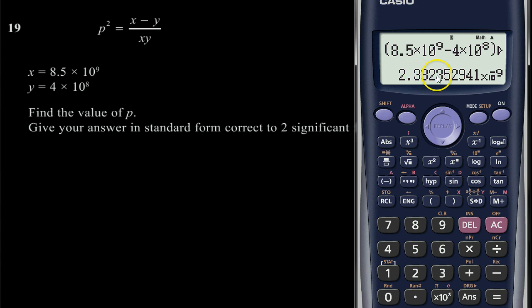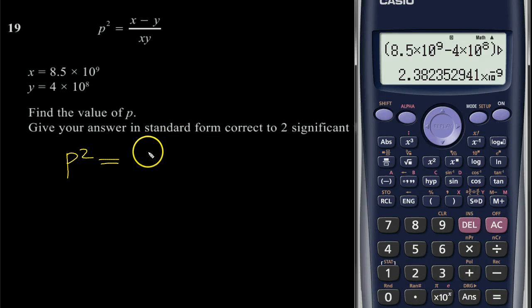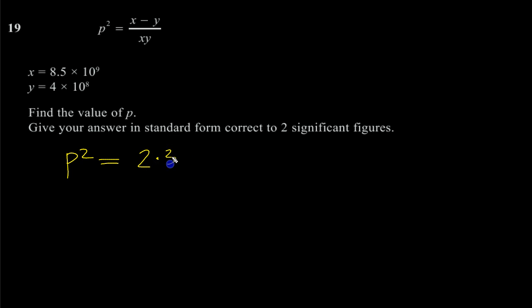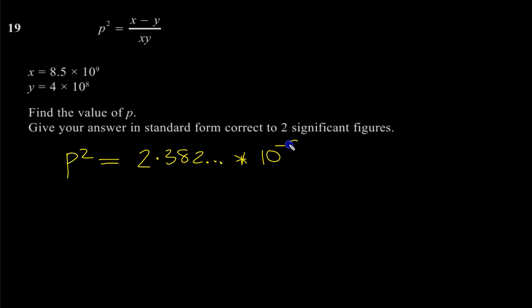And then we square root the answer, don't we? Because it said that was p squared. So, let's just write that down now. P squared is equal to 2.382 multiplied by 10 to the, what was it, minus 9. And that tells us when we square root the answer then in our calculator.